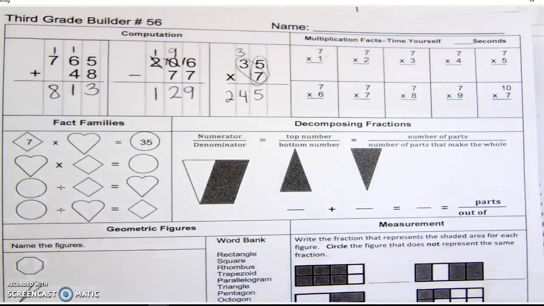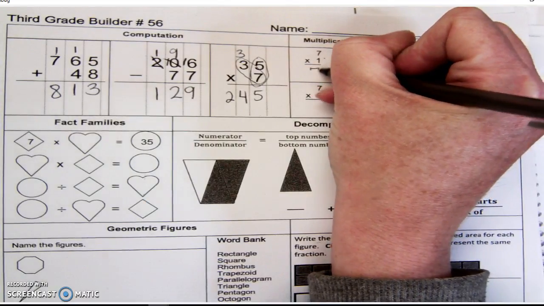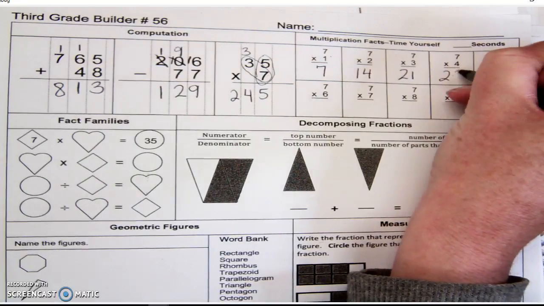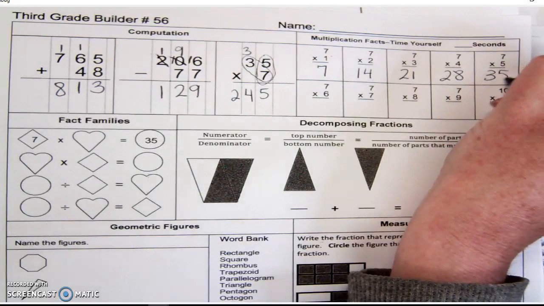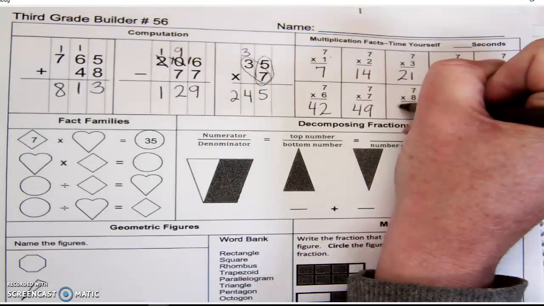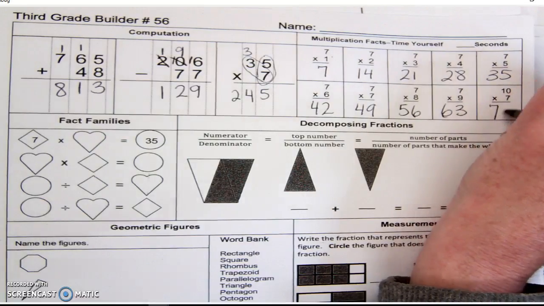Our multiplication facts are 7s. They're right in order. So I'm going to sing my 7s. 7, 14, 21, 28, 35, 42, and 49, 56, and 63, and 70.